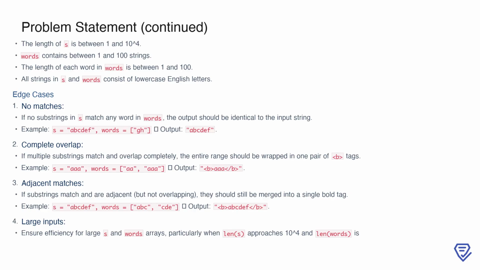Additionally, the constraints of this problem are important to note. The length of S can go up to 10,000, while the words array can contain up to 100 strings, each with a maximum length of 100 characters. These constraints mean that we need to consider efficient methods for processing the input, especially for large cases. Finally, let's review some edge cases to keep in mind.